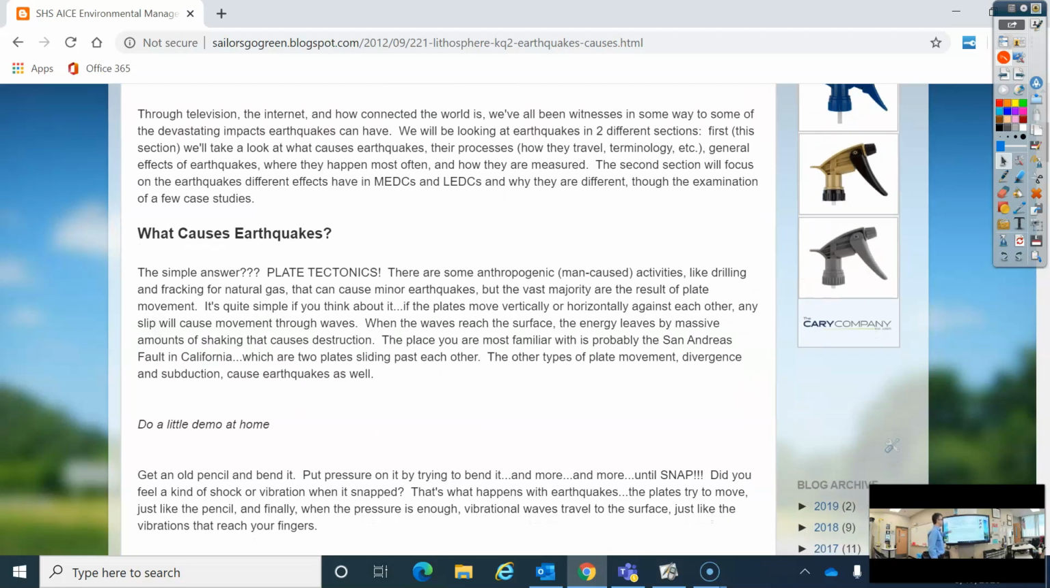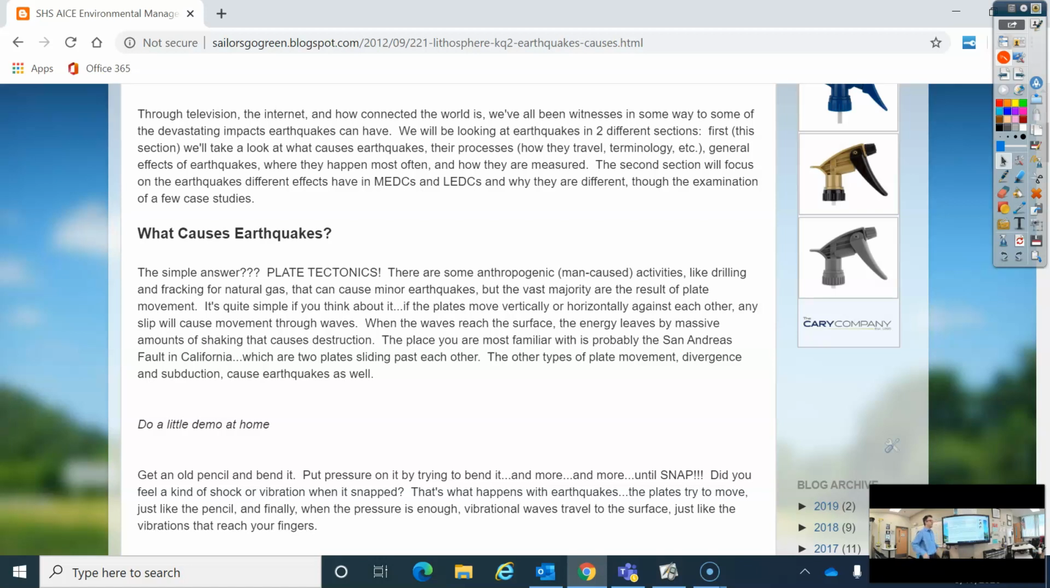So what causes earthquakes? Basically what we've been studying, plate tectonics. I mean, there are other ways earthquakes are caused, but plate tectonic movements are probably the single biggest cause of big earthquakes, right? So drilling and fracking for natural gas can cause minor earthquakes, but most of them are from plate tectonic movement. Really it's kind of easy when you think about it.